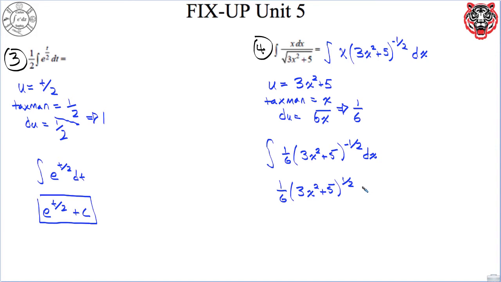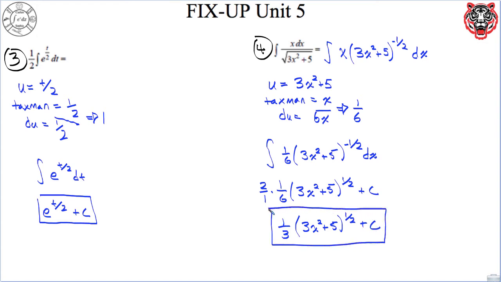And we need to divide down by a half. So when I divide by a half, I'm going to actually multiply by 2. So it's the same thing as multiplying by 2 over 1. And when I do that, this is going to simplify a little bit, but I'll still have my plus c. So my final answer is just 1/3 of 3x squared plus 5 to the power of 1/2. I could have left this whole thing as square root of 3x squared plus 5, but it's the same answer. And there is our final answer.